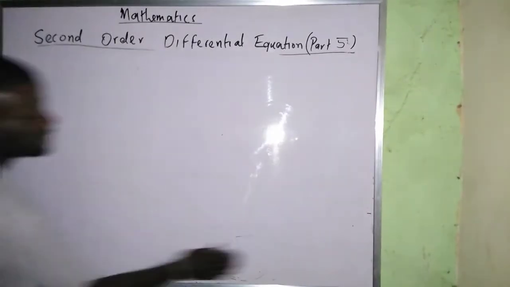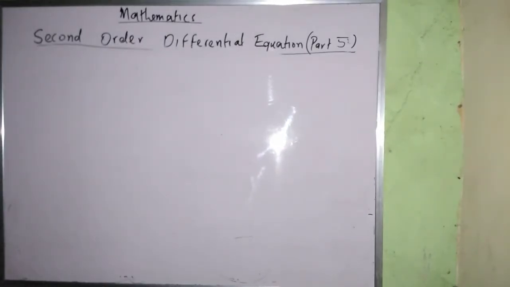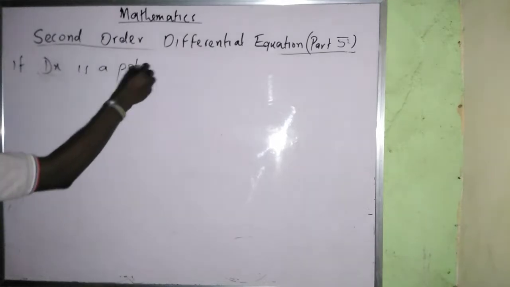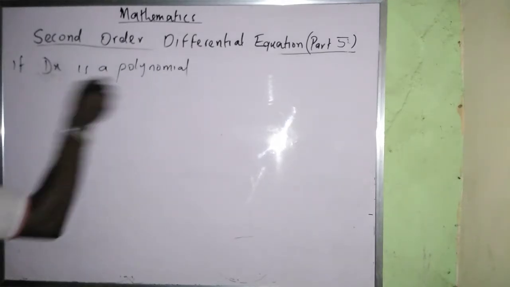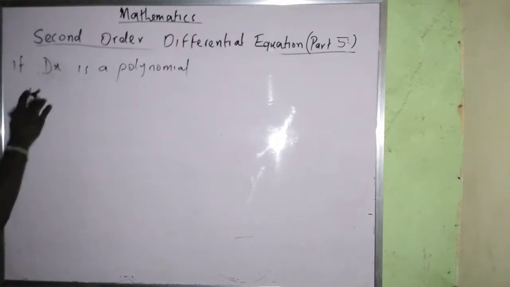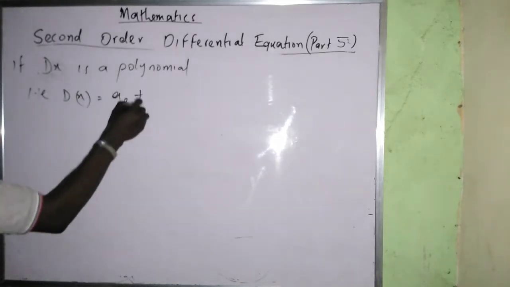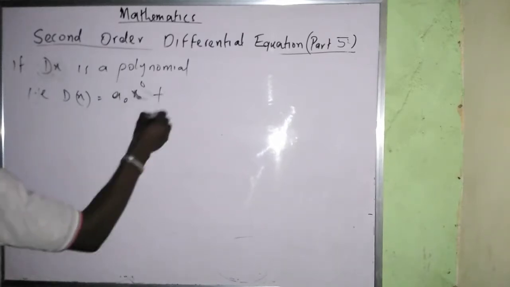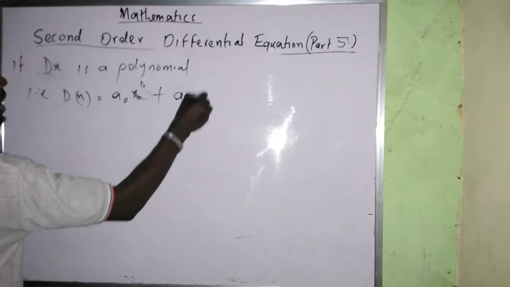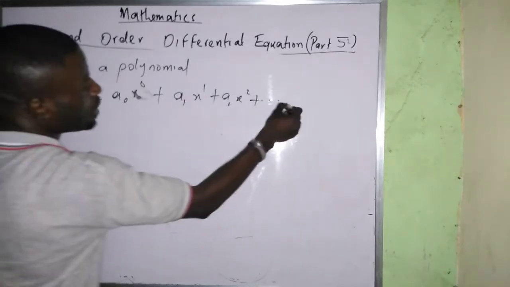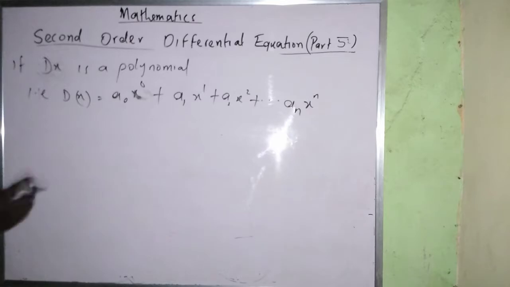Now, if my d of x is a polynomial, that is to say, d of x equals a naught plus a1 x plus a2 x squared, and so on, to a n x to the n. This is the polynomial case.